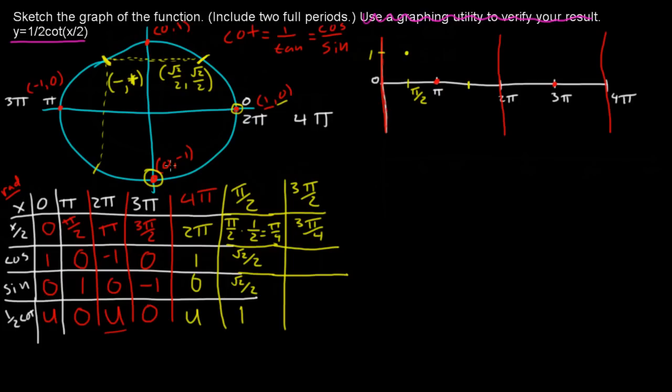Alright, so let me fix that plus sign. It's going to be positive. Now cosine of 3 pi over 4, because that's what's actually inside the parentheses of cotangent. Cosine of 3 pi over 4 is going to give us negative root 2 over 2, so negative root 2 divided by 2, and sine will give us positive root 2 over 2.